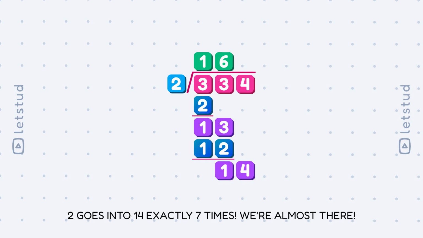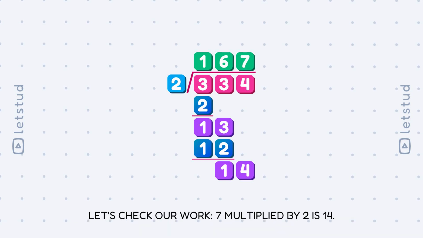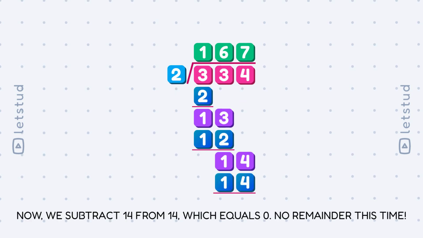2 goes into 14 exactly 7 times. We're almost there. Let's check our work. 7 multiplied by 2 is 14. Now we subtract 14 from 14, which equals 0. No remainder this time.